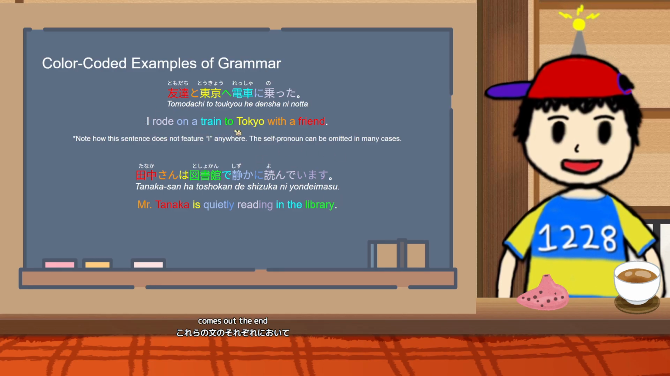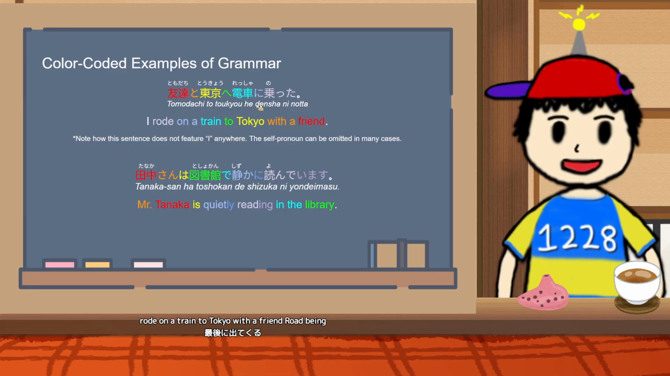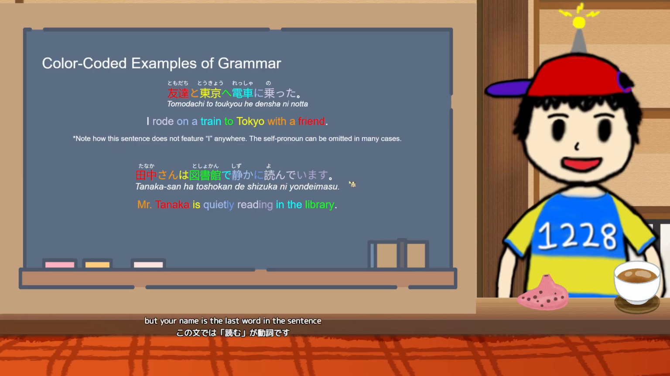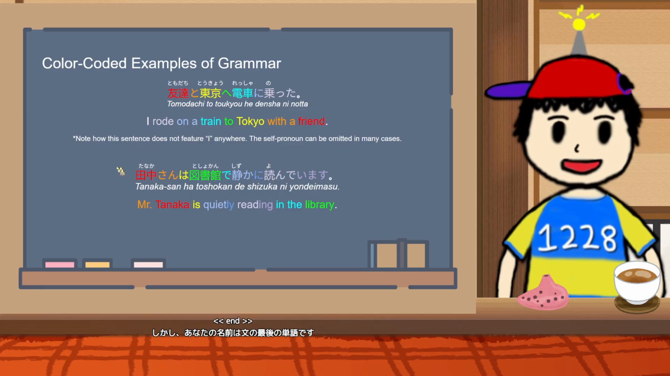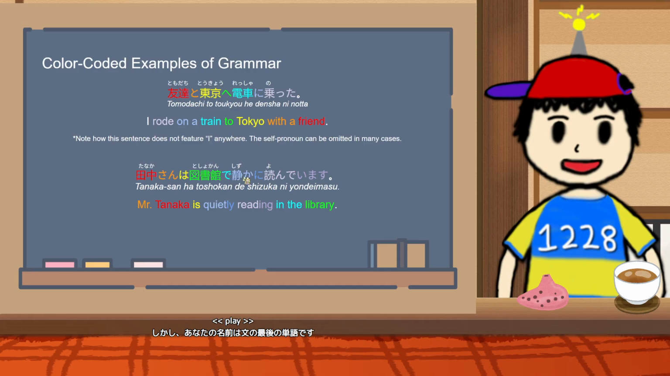I rode on a train to Tokyo with a friend. Rode being the verb, but notice how the verb notta is at the end. Reading is the verb in this sentence. He's reading. But yondeimasu is the last word in the sentence. The verb comes at the end. Everything else can actually be swapped around so long as the particles are in the right place.